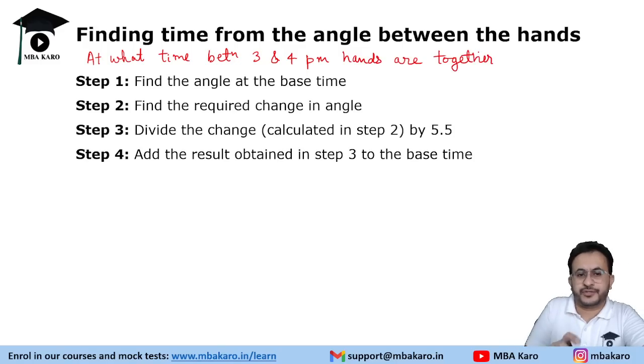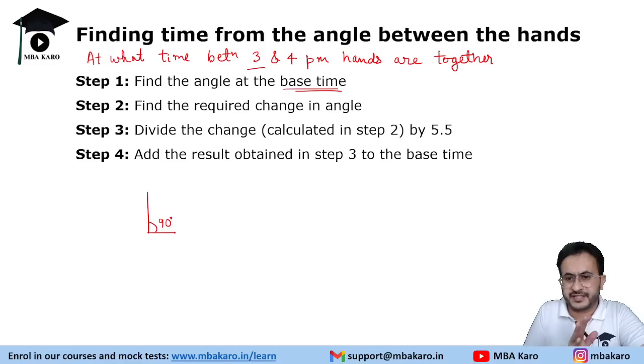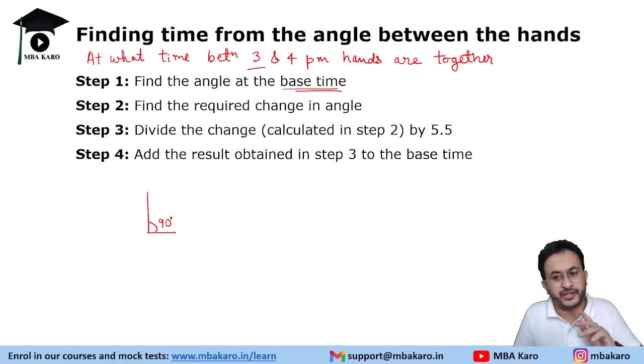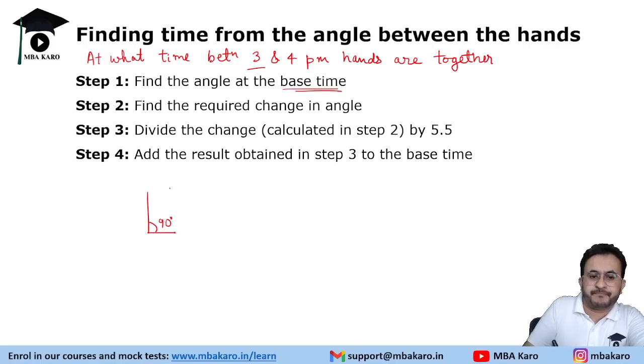Now we will see four steps. First is find the angle at the base time. Base time is that 3 p.m. So what is the angle at 3 p.m.? 90 degrees. See, it is not required to calculate using the formula every time. Remember that for every hour it is 30 degrees.